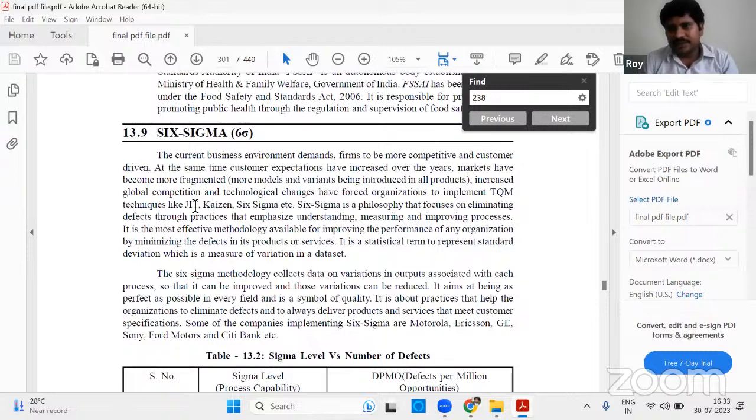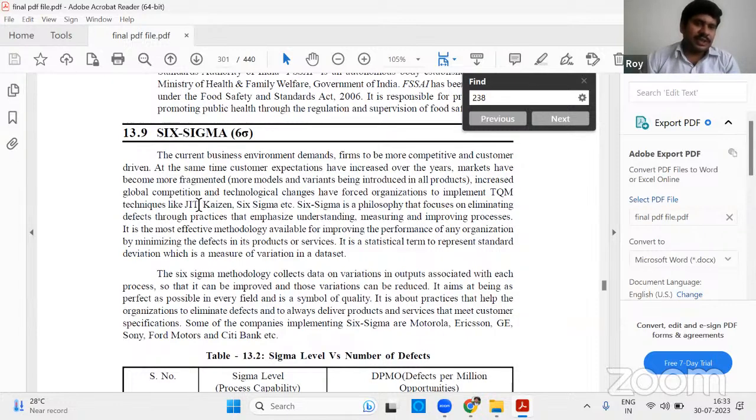What is inventory? Hello, are you all there? Excuse me, what is inventory? Sir, inventory means the stock. Yeah, inventory means the stock, in simple words, the stock that we maintain, right?